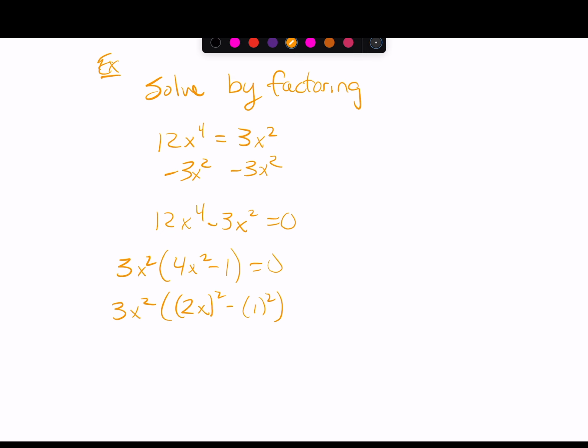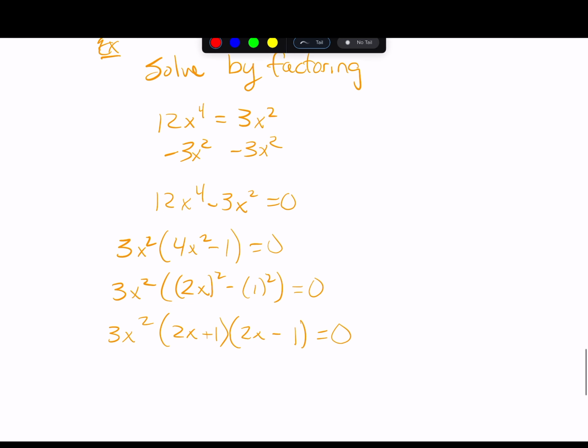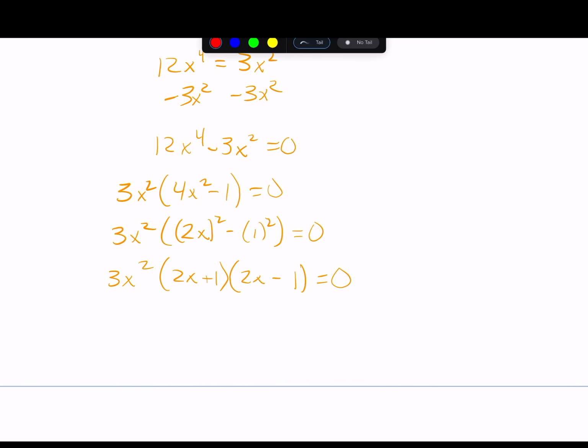So that's a difference of squares. What we can do is rewrite that as 2x, the first thing squared, plus 1, the second thing, times 2x, the first quantity that's squared, minus the second quantity that's squared, is equal to 0. So now what we have is something that we can look at and find at least 3 real solutions. So let's set each of those equal to 0 and use the zero product property.